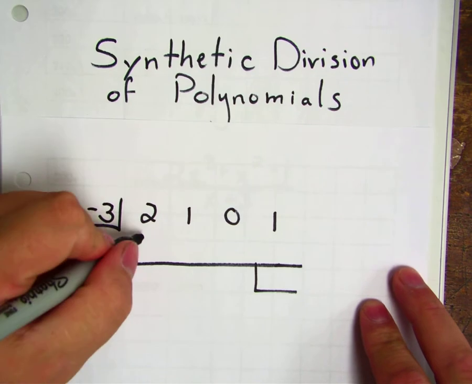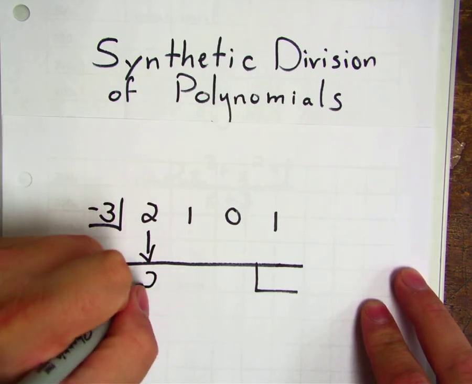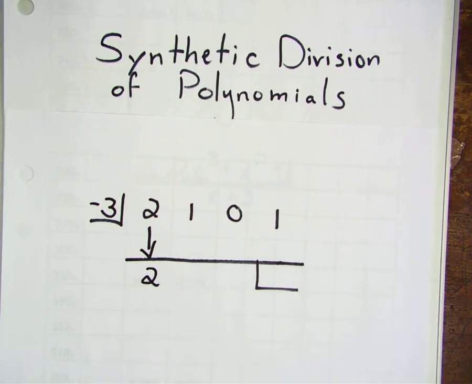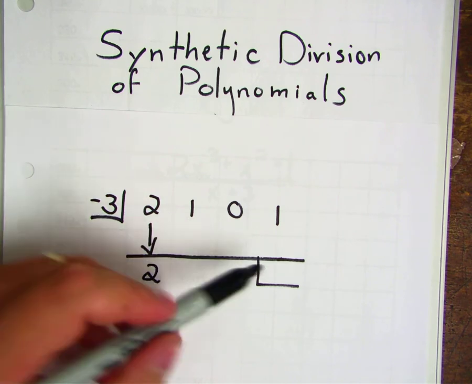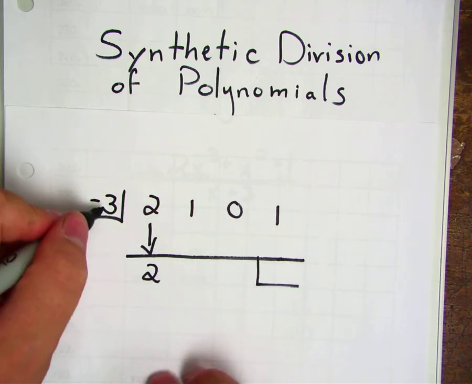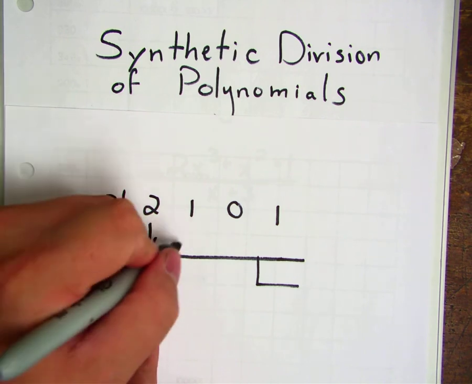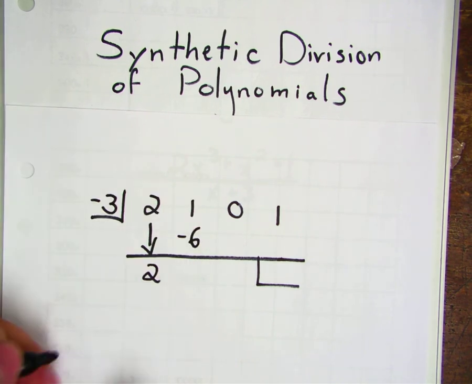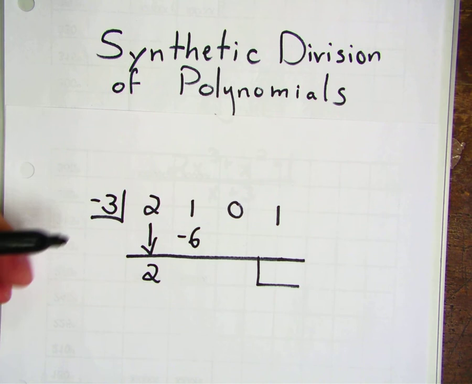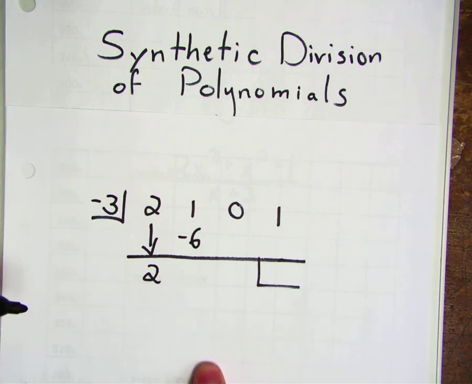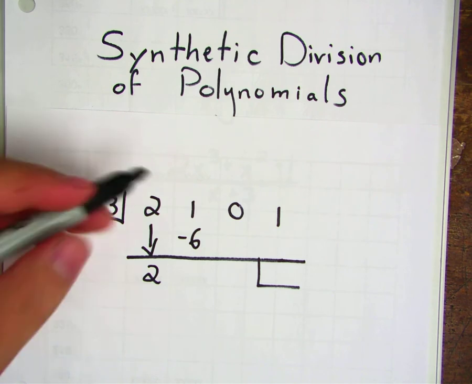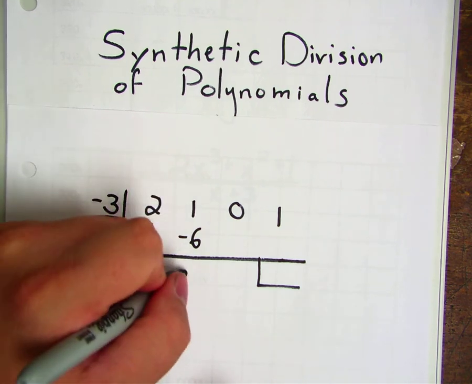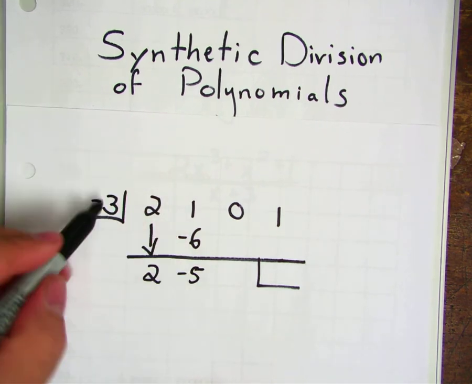From here, I'm just going to drop down my 2. And then from there, it's just going to be a matter of multiplying and adding, multiplying and adding, multiplying and adding until we get to our remainder. So negative 3 times 2 is negative 6. That'd be just like if we were doing long division, we'd be multiplying our divisor by the part of the quotient that we're looking at. Then we add, get negative 5.